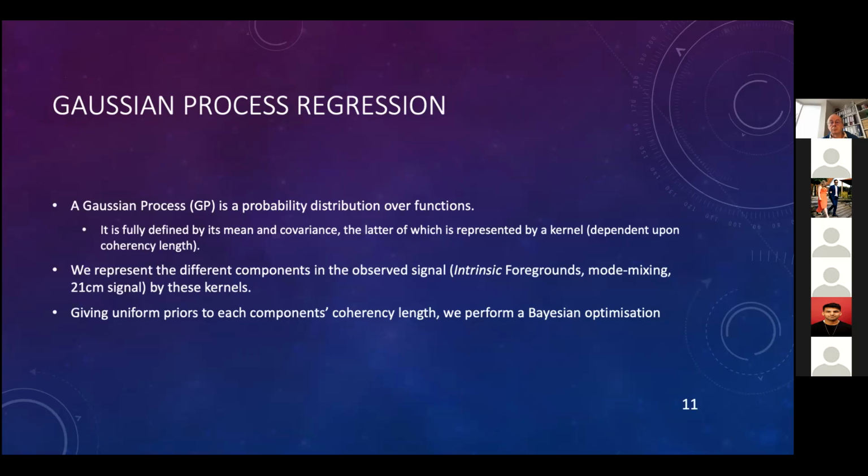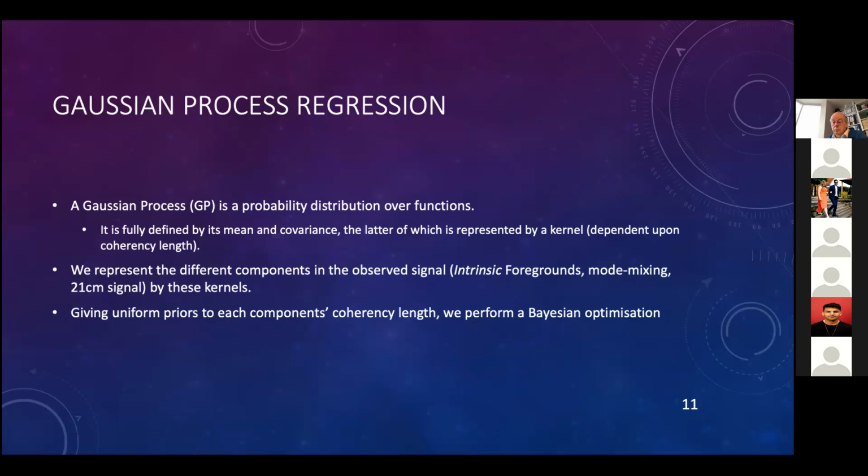And so we can decompose the overall covariance of our observed signal into the different components we know: the intrinsic foreground that I mentioned, the mode mixing due to the chromatic nature of the instrument, as well as the 21 centimeter signal. And we can decompose these into different kernels because they have different coherency lengths. And so we give uniform priors to each component of the observed signal. So we give uniform priors to the coherency length, and we perform a Bayesian optimization to optimize it.